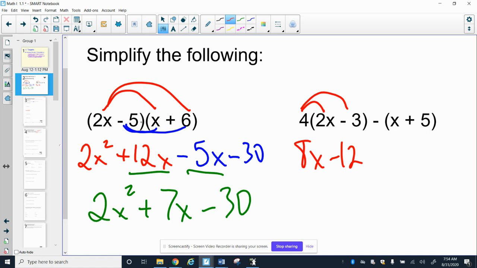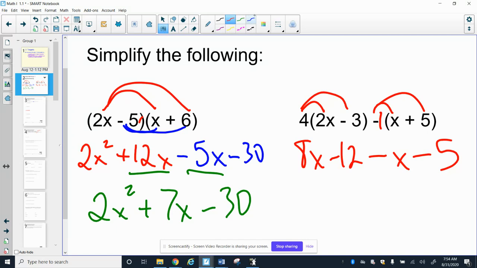You have to see the difference between this first warm-up problem and this second one. First one, there was nothing in between here. Second one, there's a minus in between. So it's saying we're subtracting everything inside here. This is the same thing as distributing a negative 1 to both of these. So we have minus x and then minus 5.